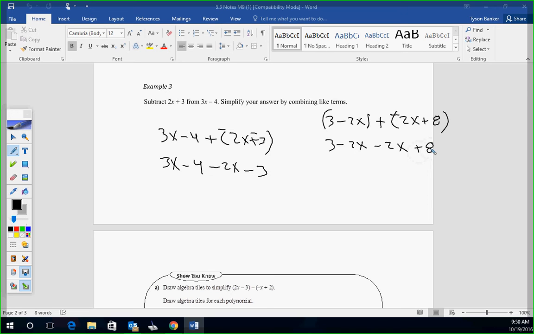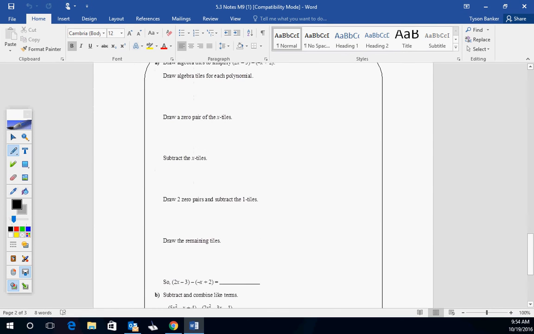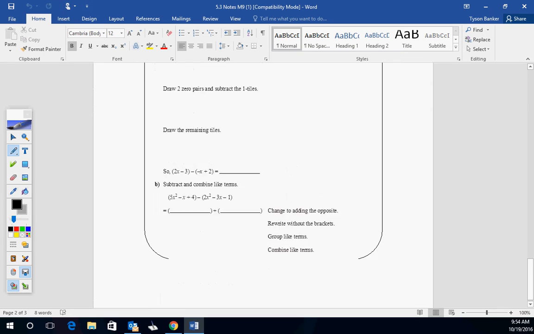Okay, so let's go ahead and finish this out. We're going to do a bunch of these. So we have 3x minus 2x, a single x, negative 4 minus 3, minus 7. That's what your answer would be, combining like terms there. Okay, keep on moving. All right, last page here.